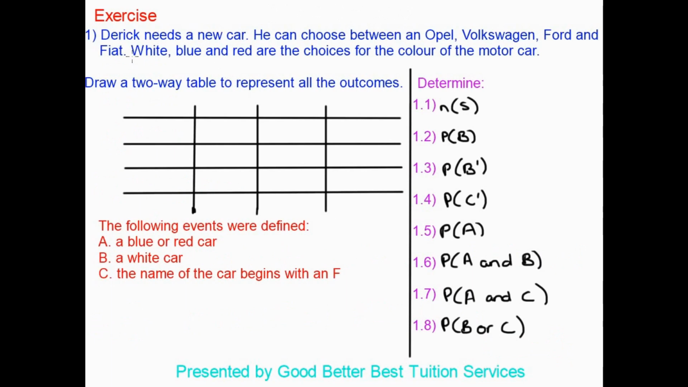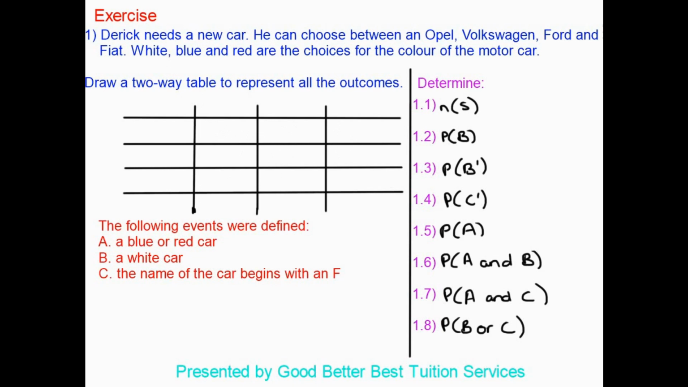So it says here, Derek needs a new car. He can choose between an Opel, Volkswagen, Ford and Fiat. White, blue and red are the choices for the color of the motor car. The first instruction is to draw a two-way table to represent all outcomes. And a two-way table is just a table where both axes are defined by the different variables given to us, or the different events, and the variables which will determine the different events.